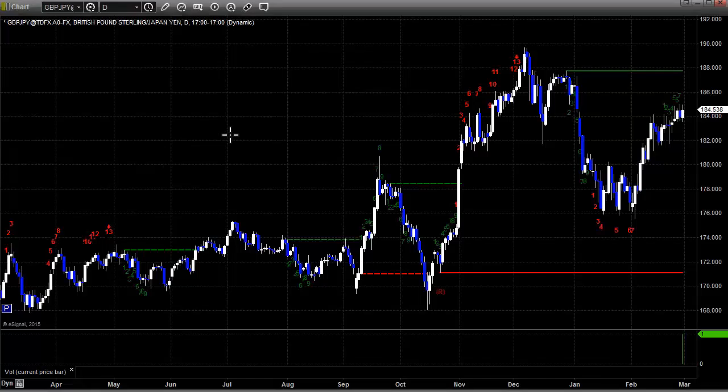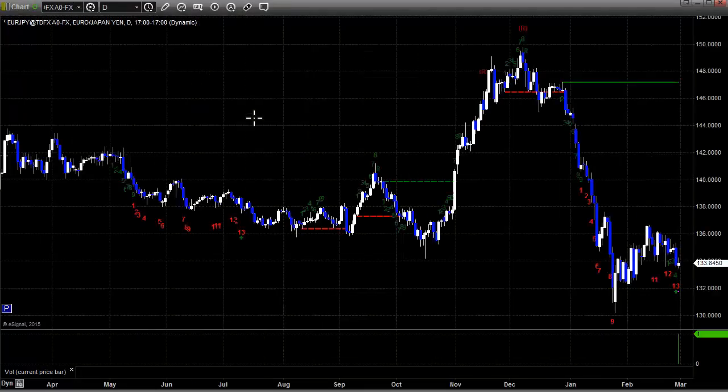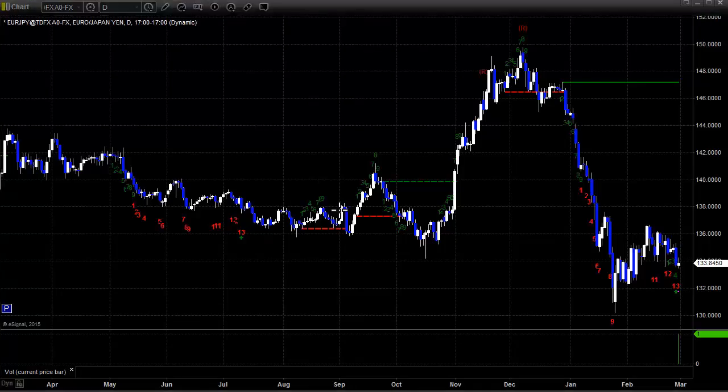By the way, I should also point out, if you go to the euro yen, what you see is we just got a 13 seeker buy signal here on the euro yen, and the risk line is right down there under 132. So that would be the ultimate stop or bottom on the euro yen from that signal.